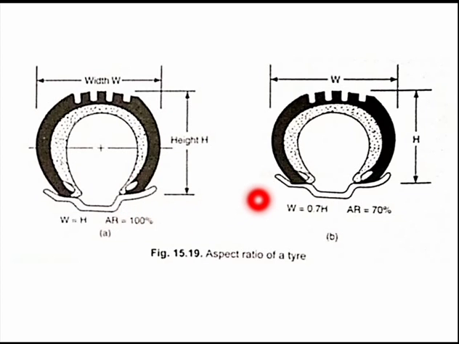Suppose the width is 0.7 of the height, then it is 70 percent. So width divided by height is the aspect ratio; if width by height is 0.7, the aspect ratio is 70 percent. So it is the ratio of the section height to the section width.